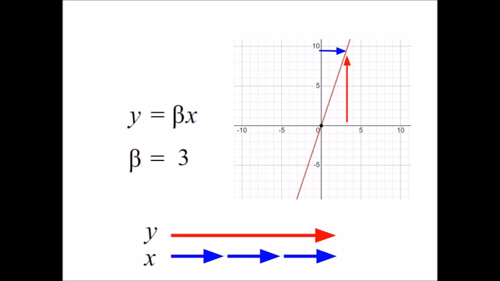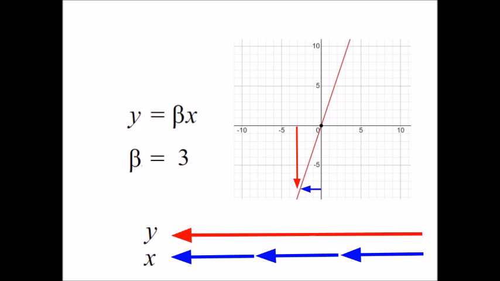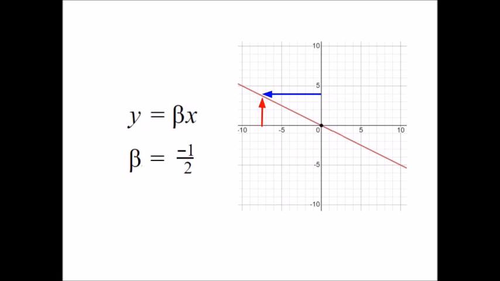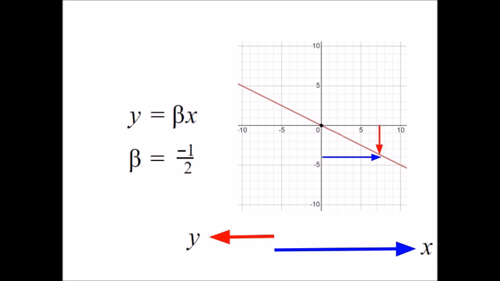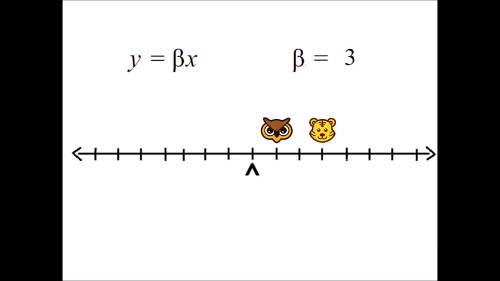Back to beta equals 3 with arrows. Beta is a scaling factor. Small changes in x become bigger changes in y. Negative x, no problem. Back to beta as negative 1/2. Here, x is negative. It's the make them smaller, change their direction function. Here, x is positive. Y is negative. Hello again, x the owl, y the tiger.